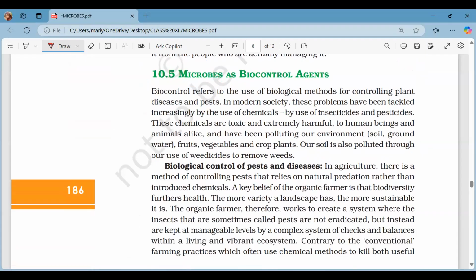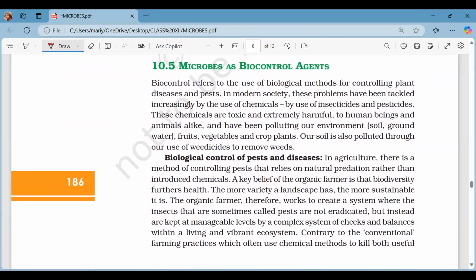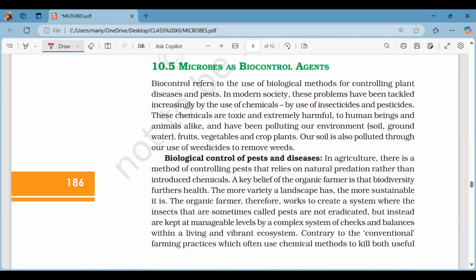Now, microbes that are used for biocontrol. Normally to kill the insects and pests, we use chemicals, right? But biocontrol is when we use certain microorganisms to control the insects and pests. So, to avoid the usage of insecticides and pesticides, because they are very toxic and extremely harmful to human beings and animals, and apart from that, they cause pollution in our environment, we use biological control.